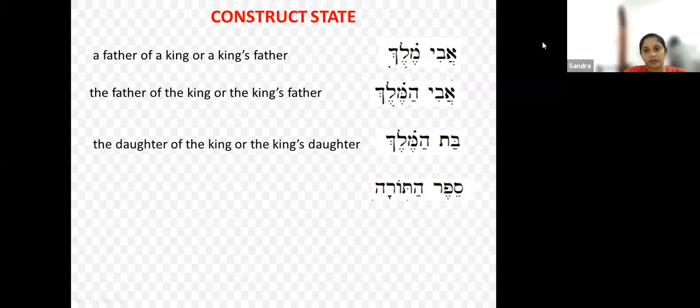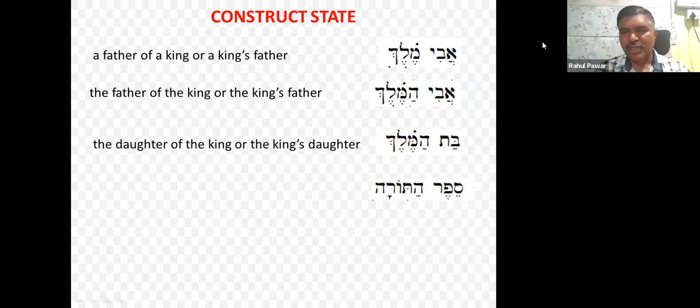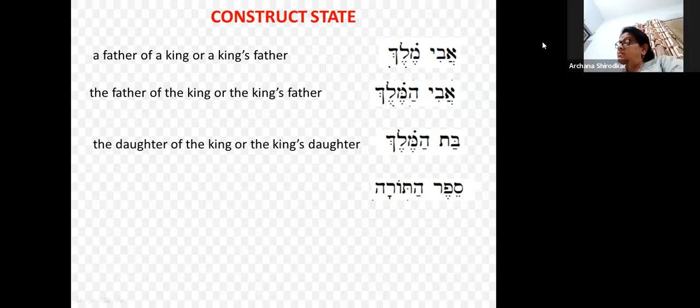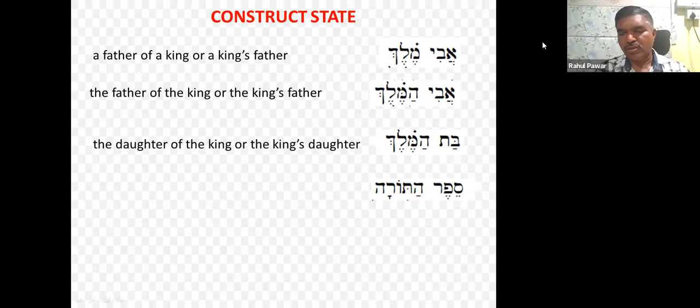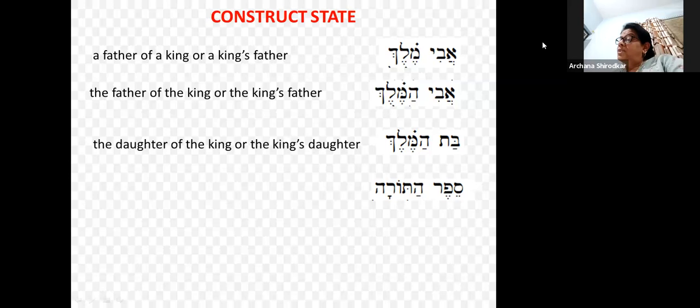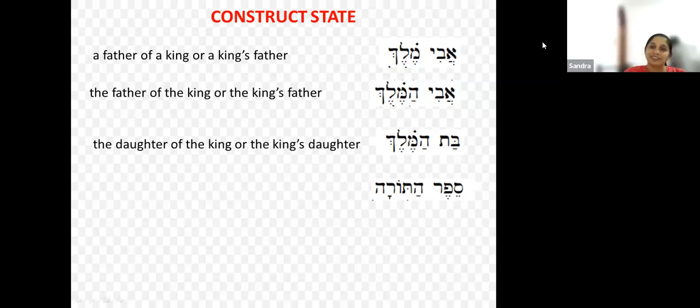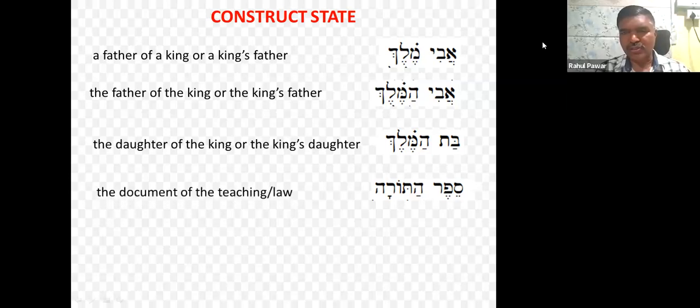This one, Sefer Hatorah. Sefer means a book or writing or a document, and Torah means law. So how will you translate it? The book of the law, or the document of the teaching, or law.